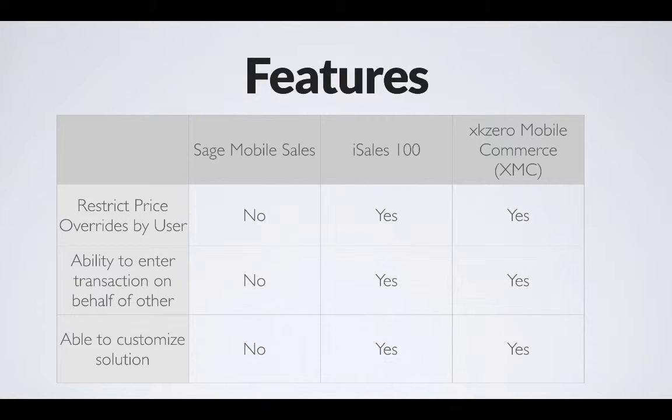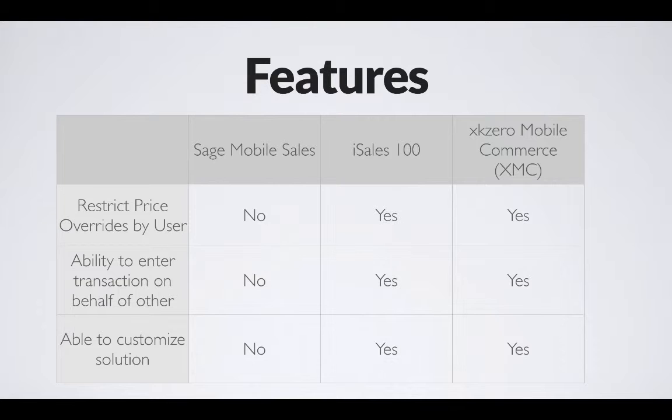Next, in terms of restriction of price overrides by user, Sage Mobile Sales has a method to follow Sage 100 pricing, but does not allow for a restriction of price overrides. iSales 100 has rules built into that, as does XMC. Then there's the ability to enter a transaction on behalf of another. The xkzero products will allow you to enter a transaction and give sales credit to another person.